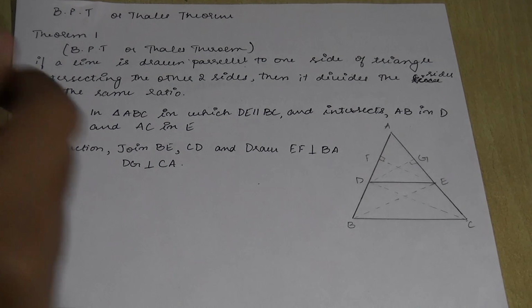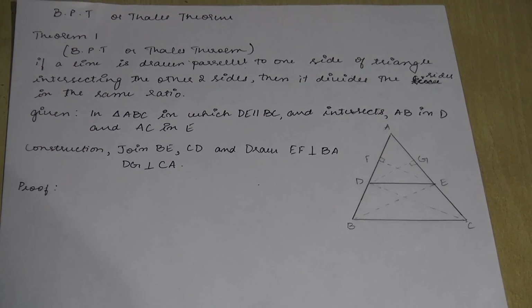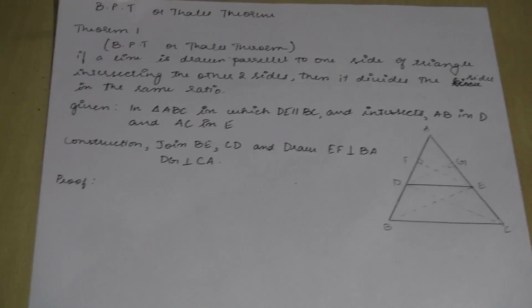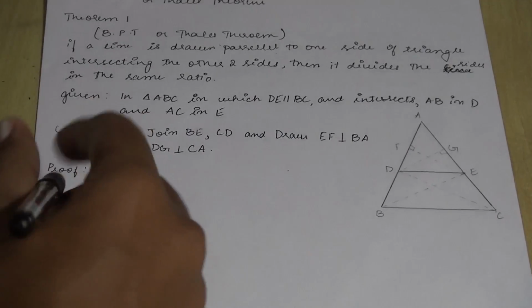Given in triangle ABC in which DE is parallel to BC and intersects AB in D and AC in E. Construction: join BE, CD and draw EF perpendicular to BA and DG perpendicular to CA. Now I'm going to be doing the proof.